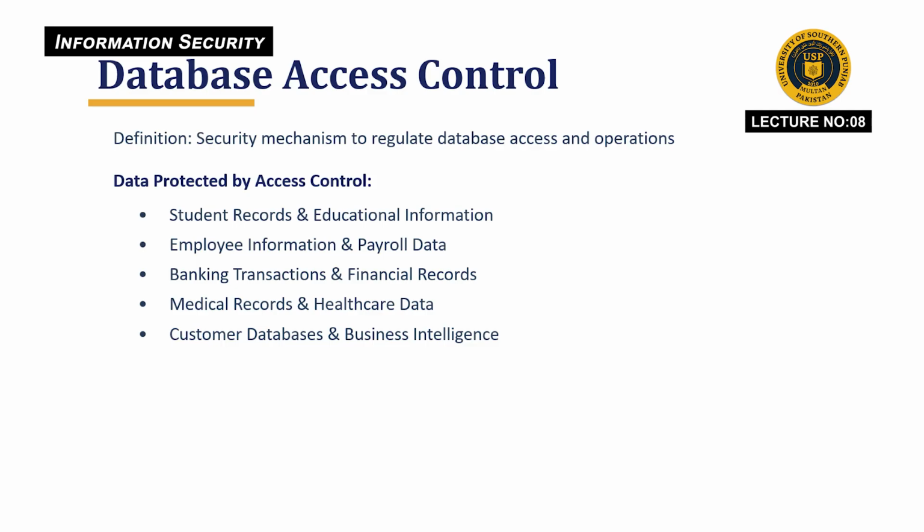Access control ensures only authorized users can access data. Users can only perform allowed actions. For example, a student may only view marks but cannot edit them.